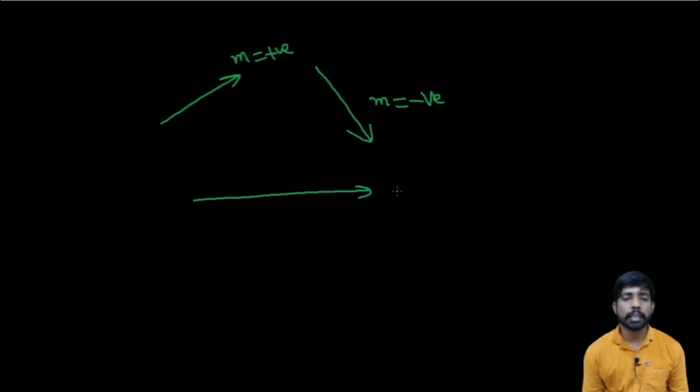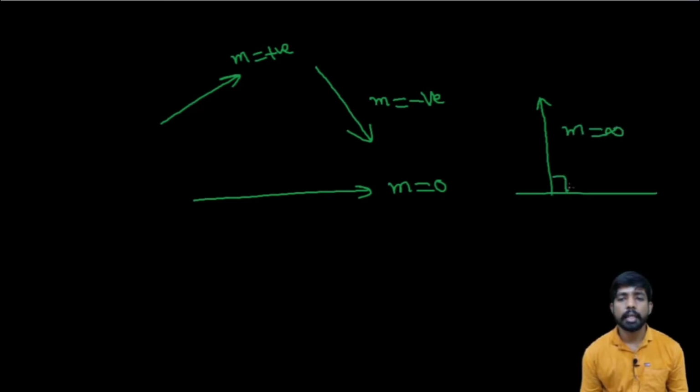Slope of a line which is parallel to the x-axis is always 0. Slope of a line which is parallel to the y-axis is infinity, because it is making an angle of 90 degrees with respect to the x-axis. So slope m is equal to tan theta, m is equal to tan 90 degrees, so it is infinity.